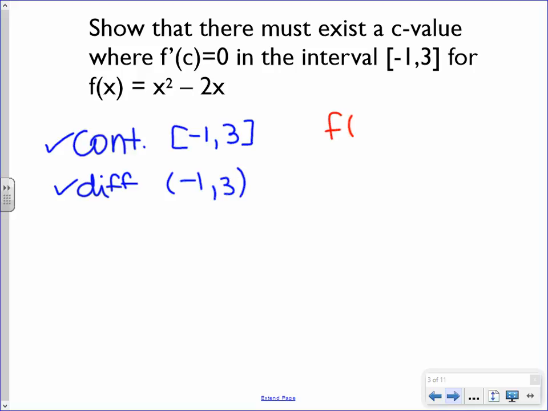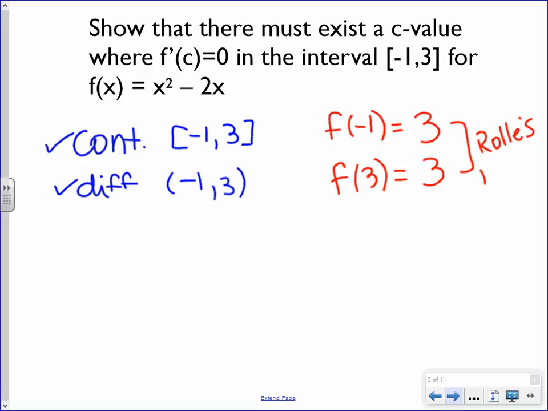F of -1 is what? 3? F of 3 is 3. Since these are the same, then Rolle's theorem can apply. There is going to be an x value between -1 and 3 where our derivative is 0.